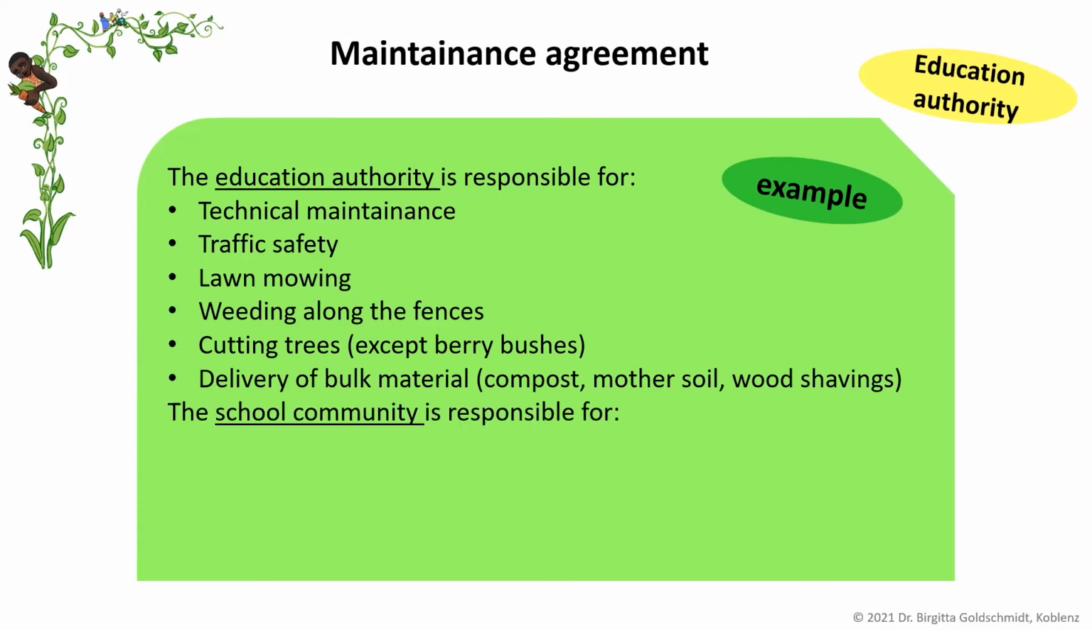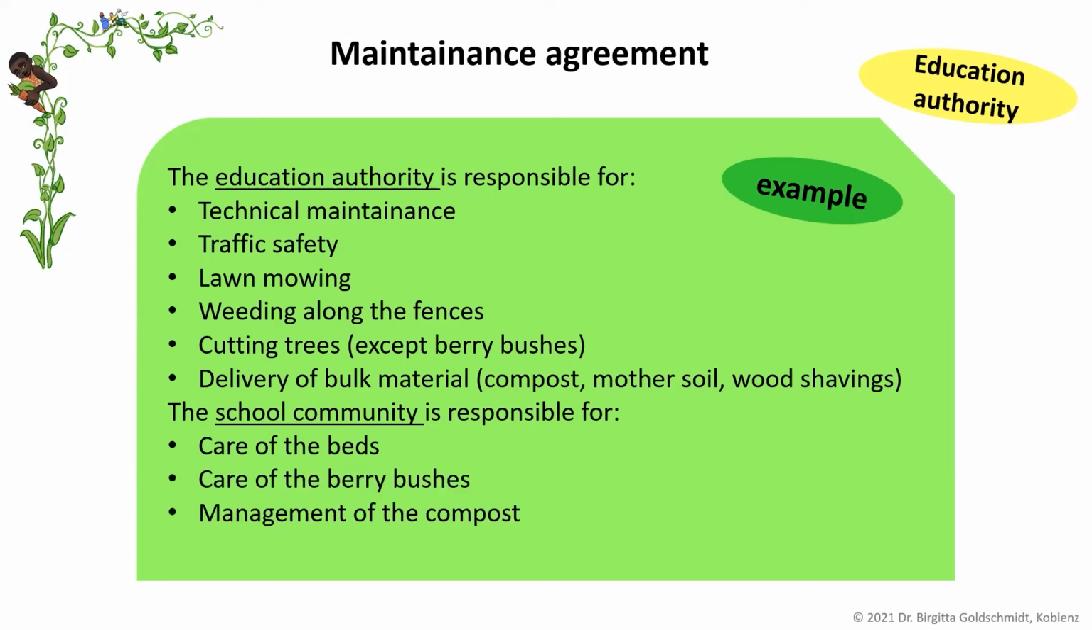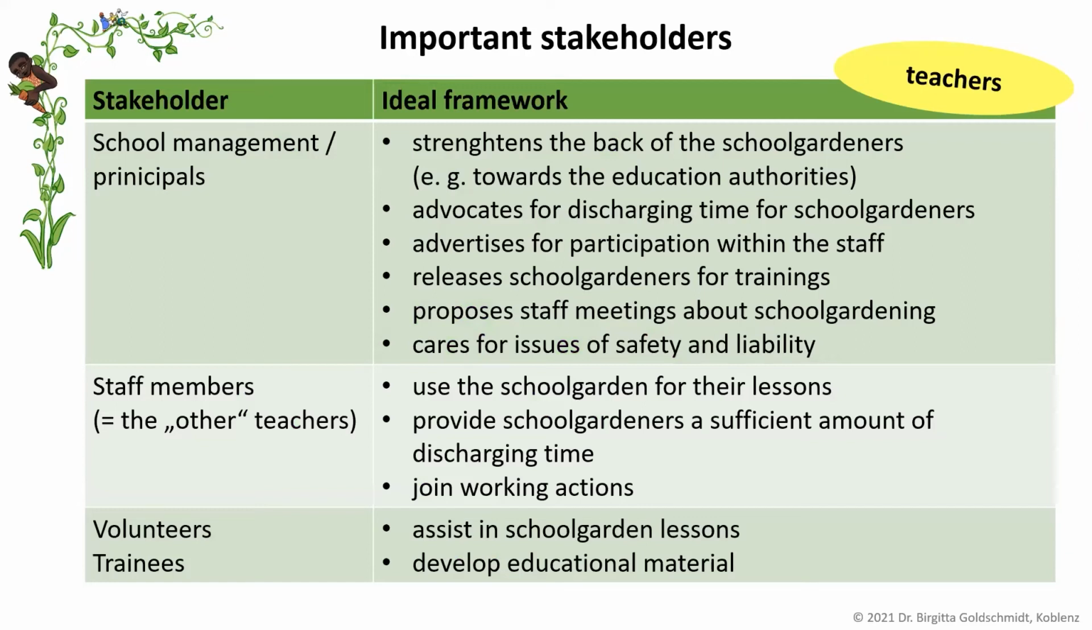And the school community, which means the teachers, the students, the staff and the parents, they are responsible for the care of the beds or the berry bushes, the management of the compost, or to sweep leaves. So this may be a maintenance agreement between the education authority and school, but nevertheless how it looks like, it should be there. So it is a strong recommendation to have such a maintenance agreement with the education authority. So we continue with the stakeholders.